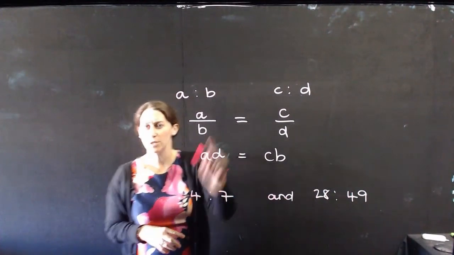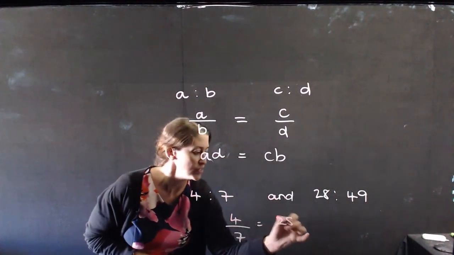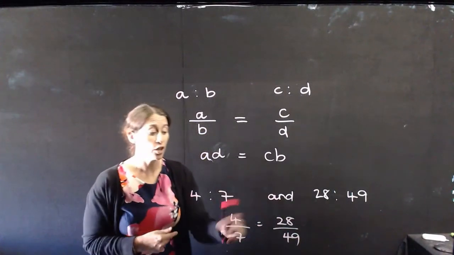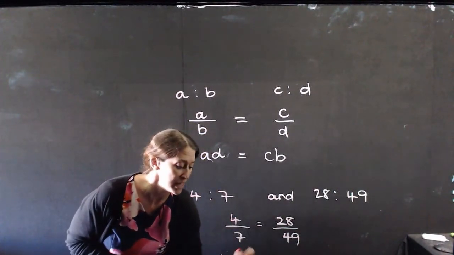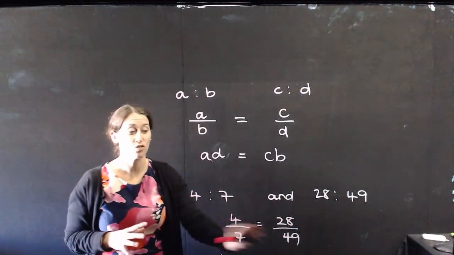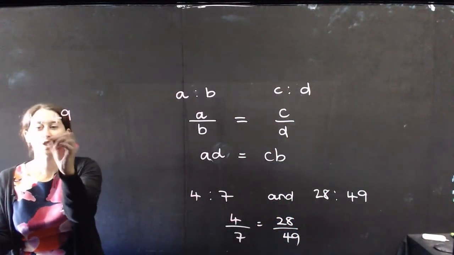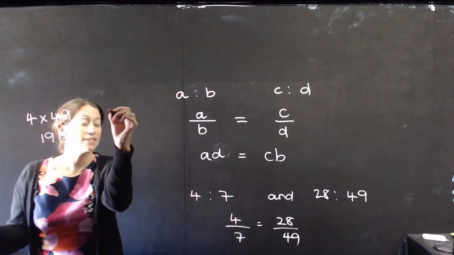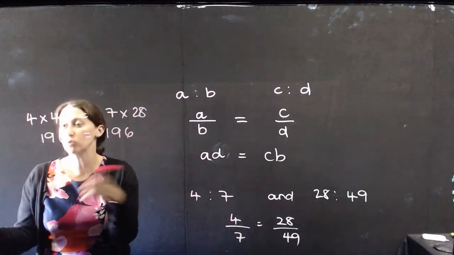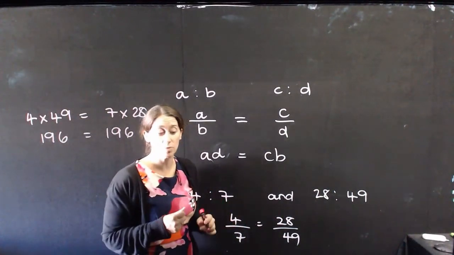But let's just show that this works with this particular ratio. I can write 4 over 7 is equal to 28 over 49. Now I can do some multiplying. I can go 4 times 49 is equal to 7 times 28. I think I've just gone off the bottom of the screen, so I'll just pause that and write it up there. Okay, so 4 times 49 is 196, and then 7 times 28 is 196. Left-hand side equals the right-hand side, hence the proportion. The statements are in proportion. The two ratios are in proportion with each other.